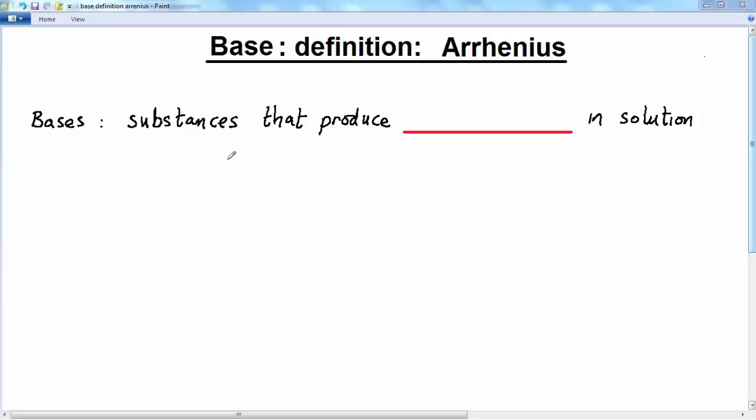In this lesson we're going to look at the Arrhenius definition for a base. In the last lesson we looked at the definition for an acid, and what we'll say here is that bases are substances that produce hydroxide ions when dissolved in solution.